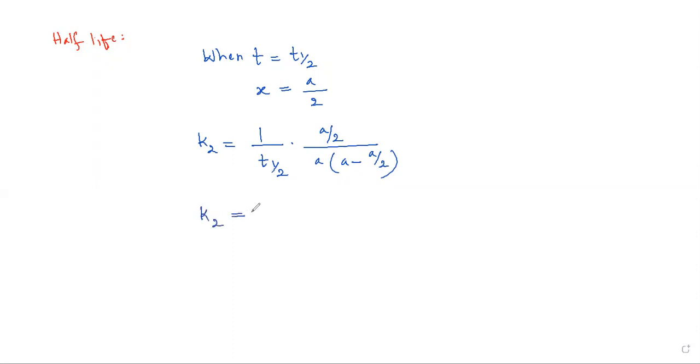So K2 can be given as, look at this. Now this is A by 2 and this also is A by 2. This can be written as 1 by A into T half. Now look at this. T half is equal to 1 by A into K2. See this. T half is inversely proportional to A. Okay, so this is a very important thing.